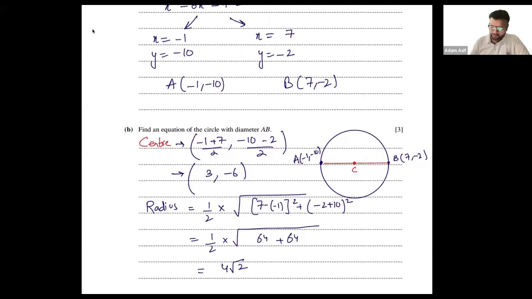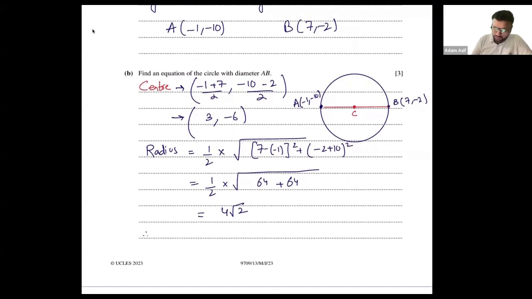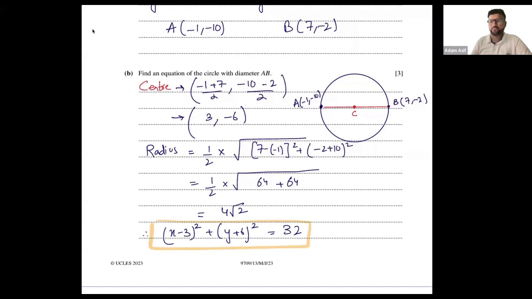Okay. Now, the equation of the circle would be x minus 3 the whole thing square plus y plus 6 the whole thing square equals 4 root 2 the whole thing square. That is 32. That's the equation of a circle with center AB. Fine.